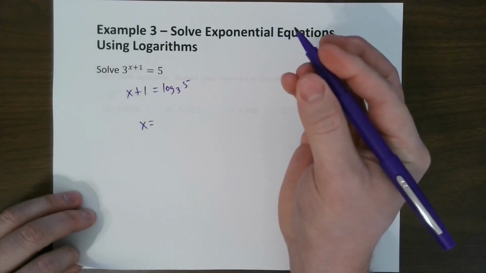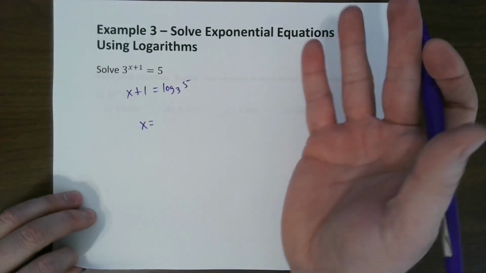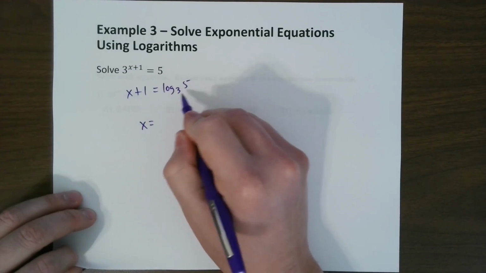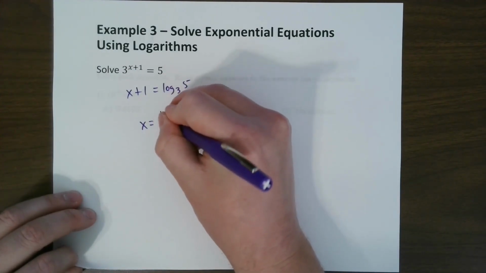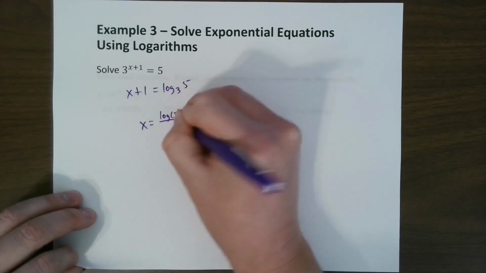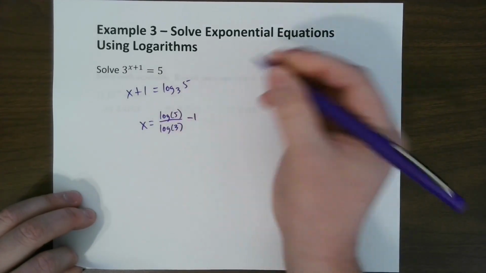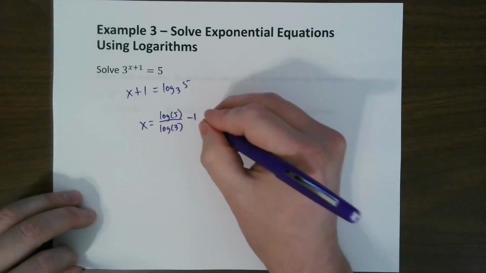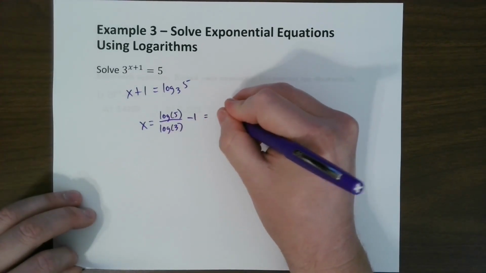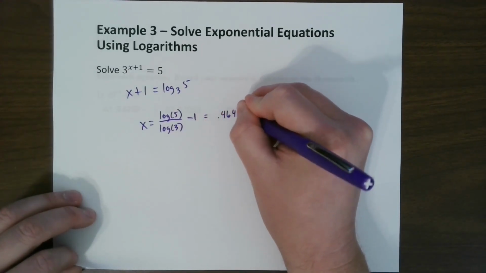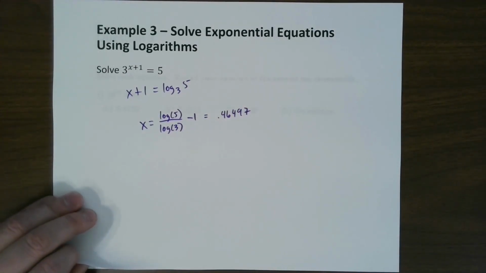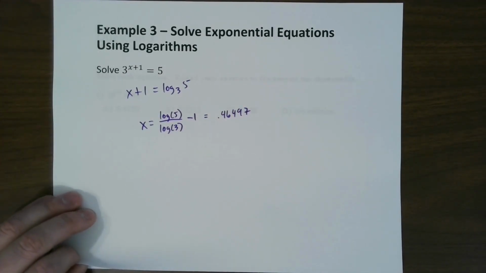But if we actually want to find out what x is, we've got to do the change of base. To do the change of base here, we just do log 5 over log of 3. And then we subtract the 1. So we plug that in the calculator, we get 0.46497. So that's pretty much it.